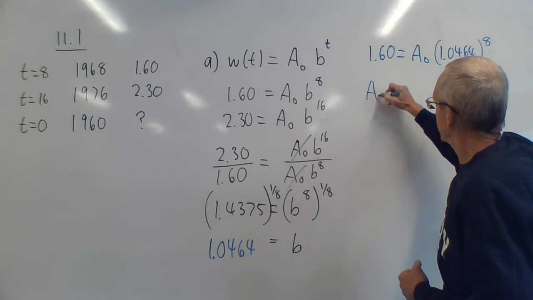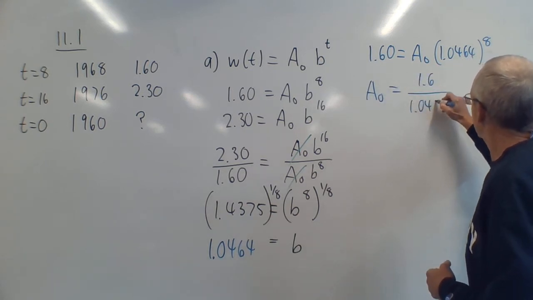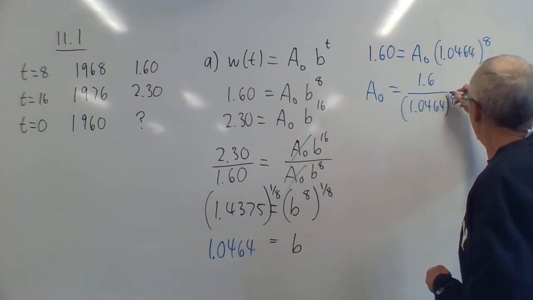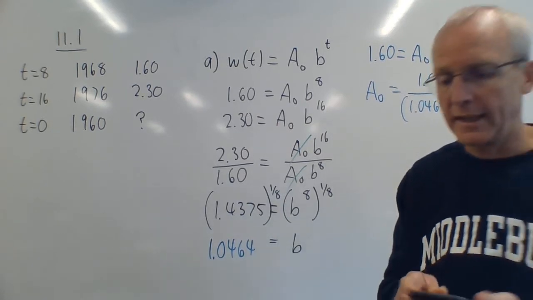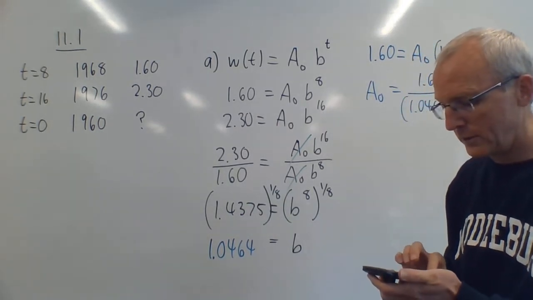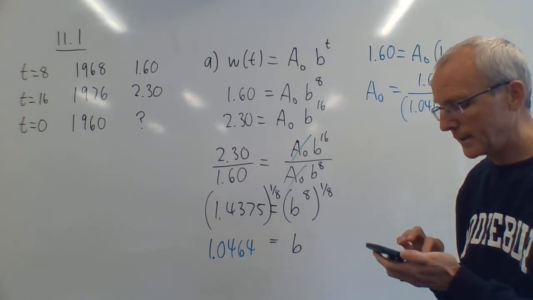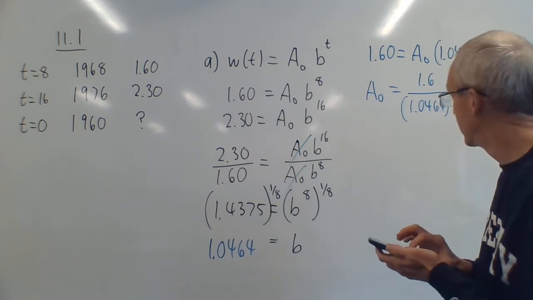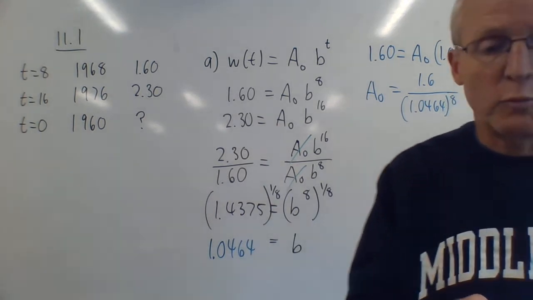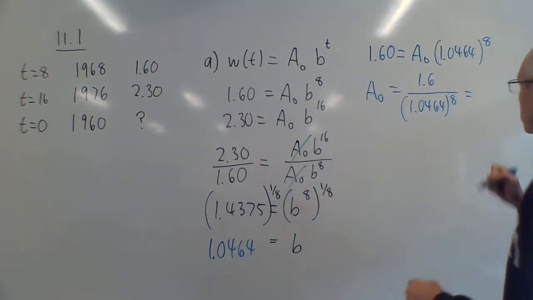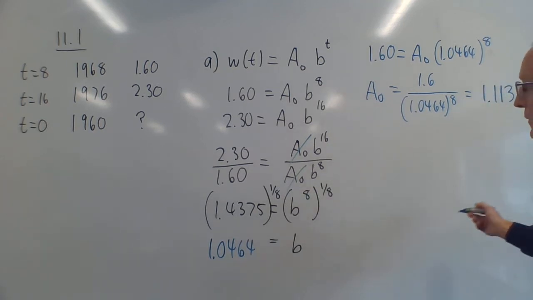So A0 is 1.6 divided by 1.0464 to the 8th power. So now I got to do that to the 8th power. So again, I know how to use a calculator. 1.0464 y to the x 8 is equal to that, 1 over that, times 1.6. And I get 1.1131. So let's just keep it up to the 3. So that's 1.113. Now we know everything we need to know.